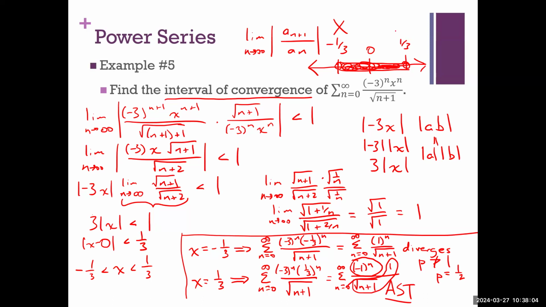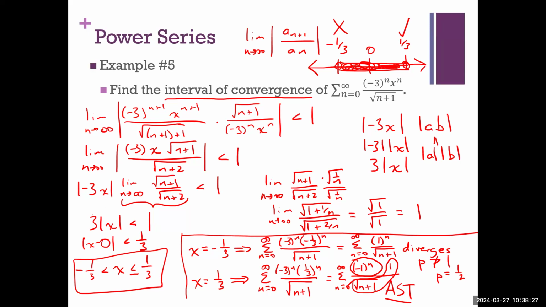So what's my interval of convergence? I failed to include -1/3, but I must include positive 1/3. So here's my full interval: from -1/3 to 1/3, including 1/3. So we did a lot there. Ask me all the questions.